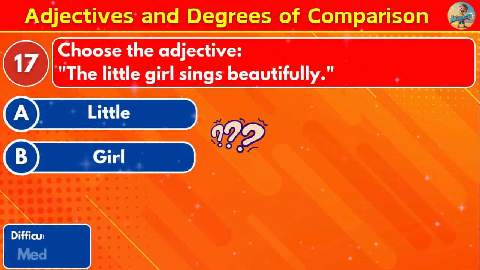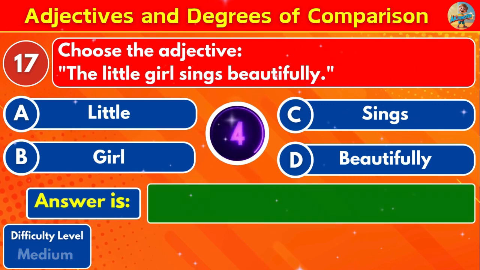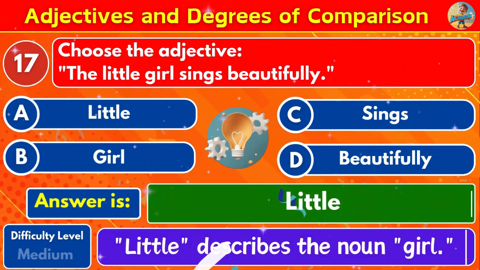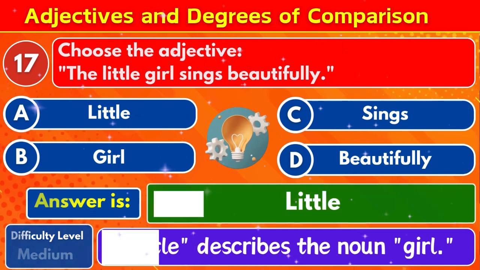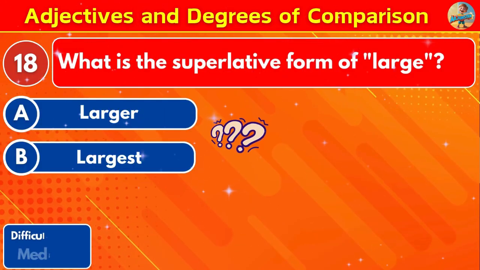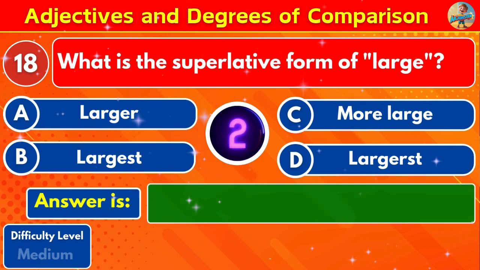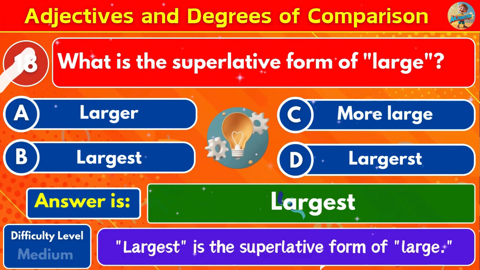Question 17 is, choose the adjective, the little girl sings beautifully. Answer 17 is little. Question 18 is, what is the superlative form of large? Answer 18 is largest.